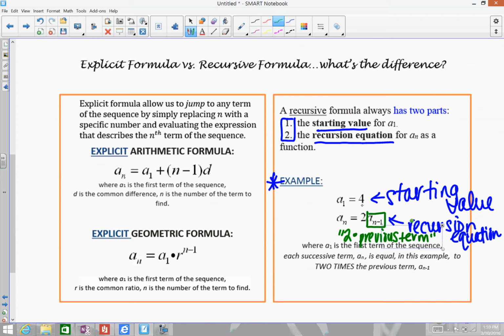So the pattern is you start at 4, and then you do 2 times that number. So 2 times 4 would give us 8. Then we would take 8 and multiply it by 2. This is a geometric sequence because it's 2 times the previous term. It's just a different way to define it. Let's look at some examples on the next page of what these recursive formulas look like.